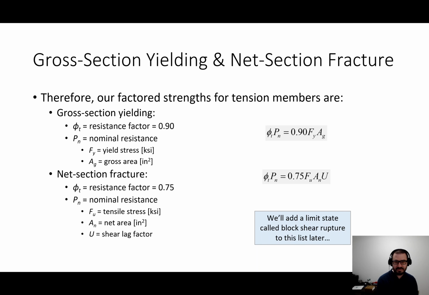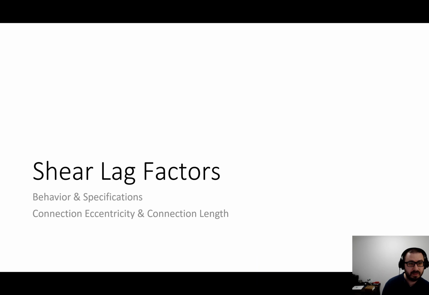So what about net section fracture? Well, it's 0.75 times FU times the net area times this term U, okay? If you look at this slide, we've covered everything on it, even FY and FU, because we learned how to look that up for different steel grades. So the only thing we haven't talked about is U. That's shear lag. So let's talk about shear lag, okay?